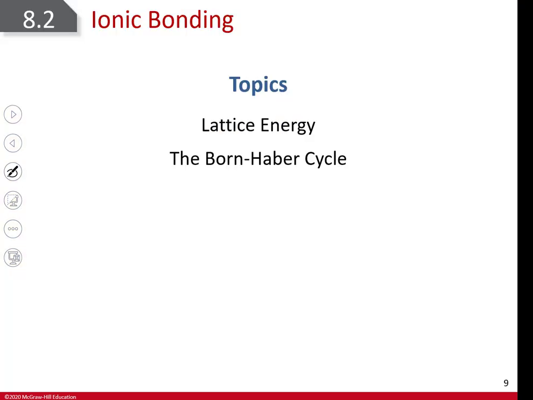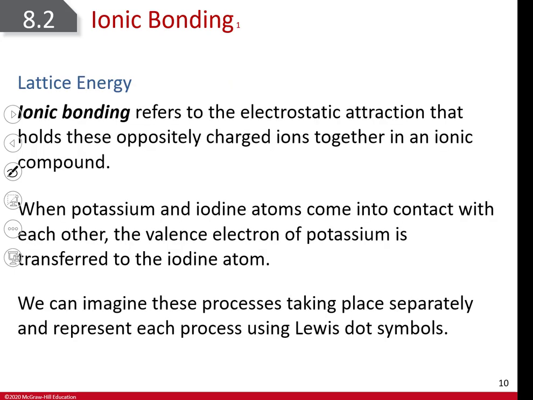All right. Moving on to section 2. So section 2, we're going to talk about ionic bonding, and we're going to talk about lattice energy and the Born-Haber cycle, which is the way we calculate the lattice energy or measure how strong an ionic bond is. So one of the big parts of all of these bonding theories is not just how things bond, but we're trying to figure out why things bond.